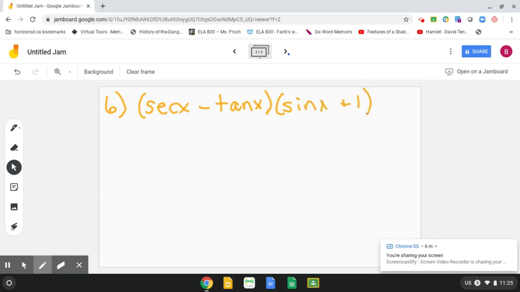So basically, this is like a binomial times a binomial. So you have to FOIL it, okay? Which kind of sounds gross, but we'll be able to simplify it after. So we got to go like this, right? That times that, that times that, that times that, that times that.